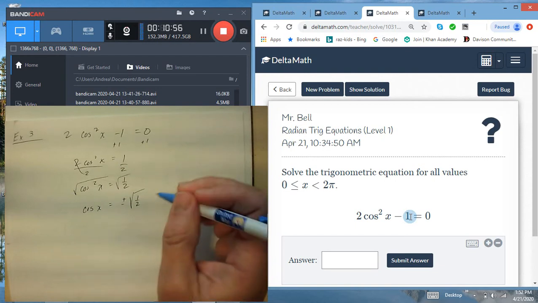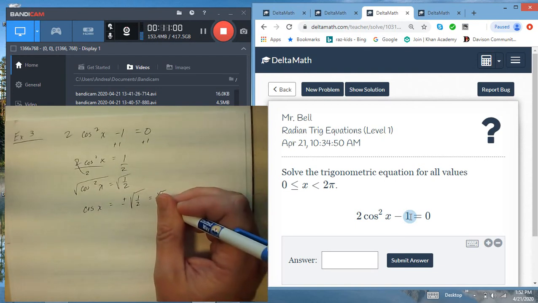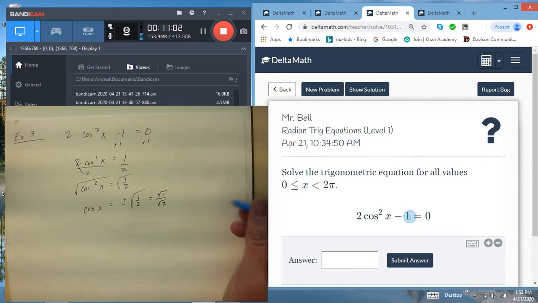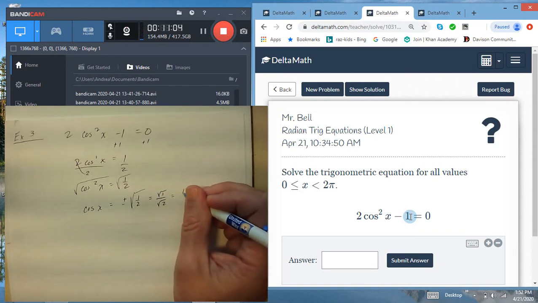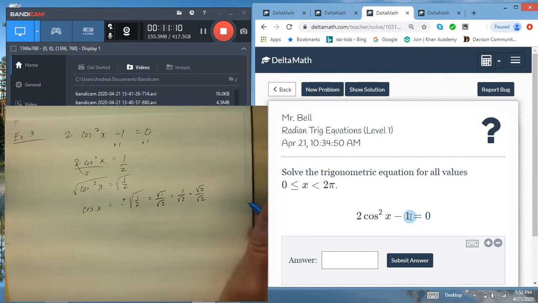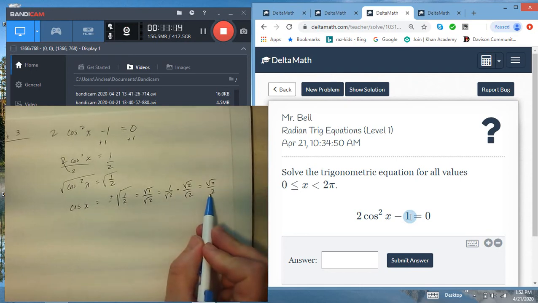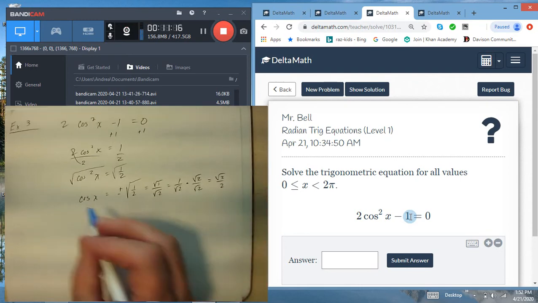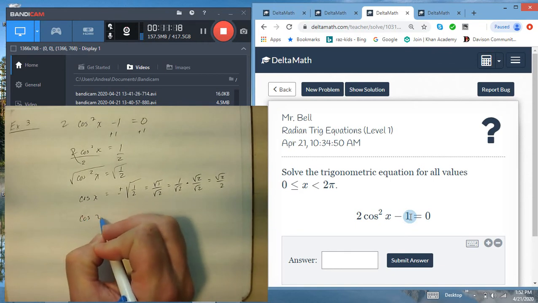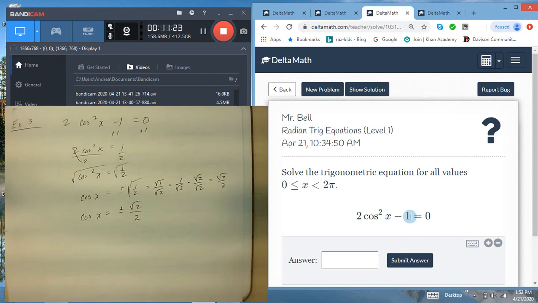All right, when taking square roots of fractions, we can consider the top and bottom separately. Kind of break it apart like this. Square root of 1 is 1. And then we need to rationalize this. It is positive or negative, so let me clean up what we have now. Cosine of x equals plus or minus square root of 2 over 2.